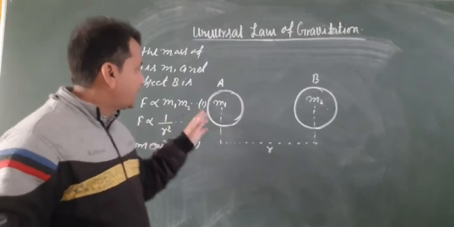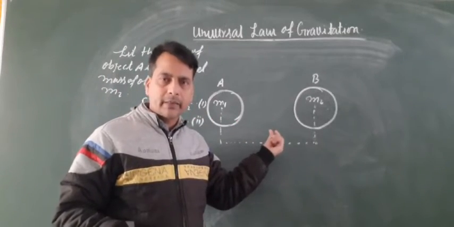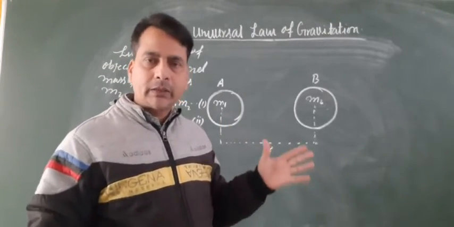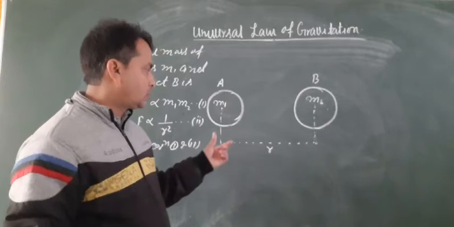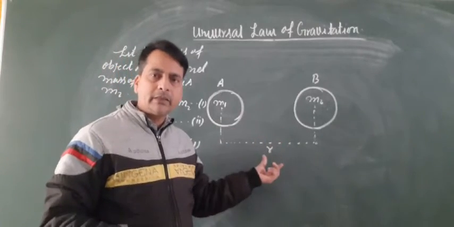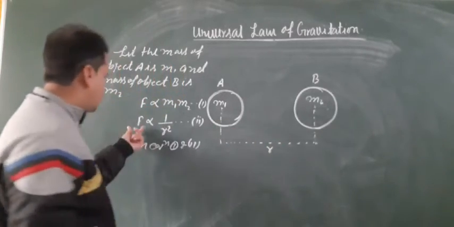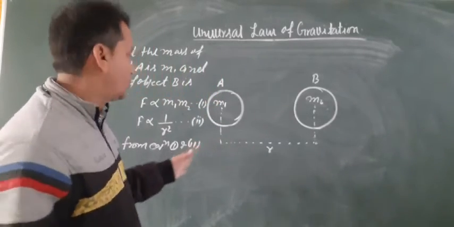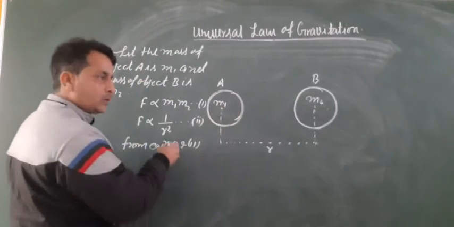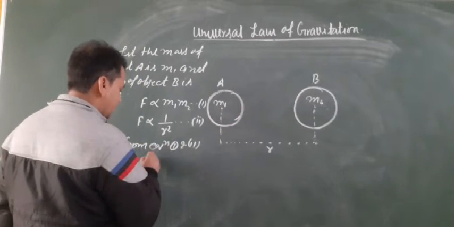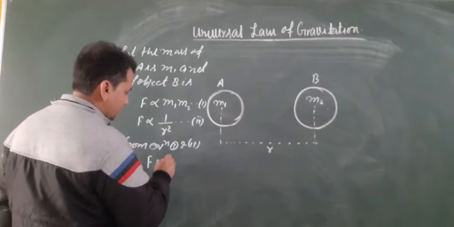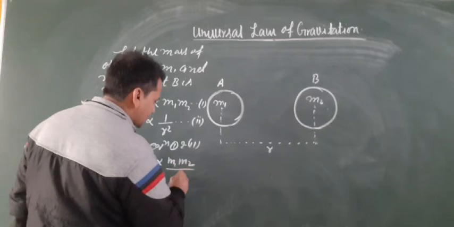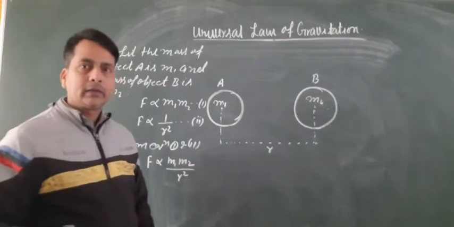And second, the gravitational force is inversely proportional to the square of the distance between their centers. The distance between their centers is R, so F is inversely proportional to 1 by R square. From equations 1 and 2, F is proportional to m1 m2 by R square.